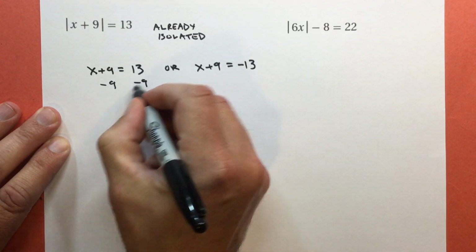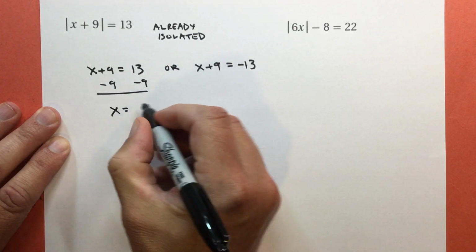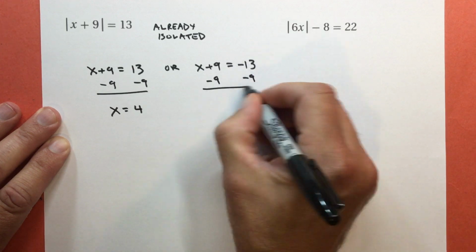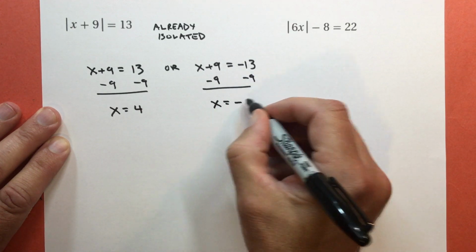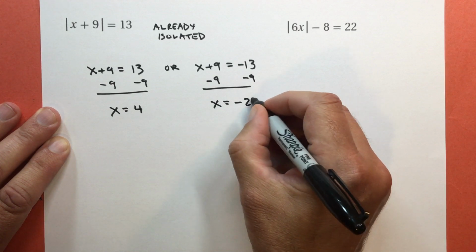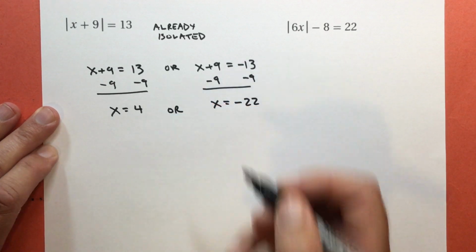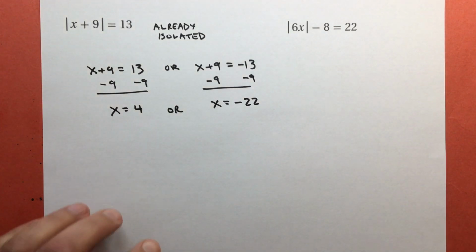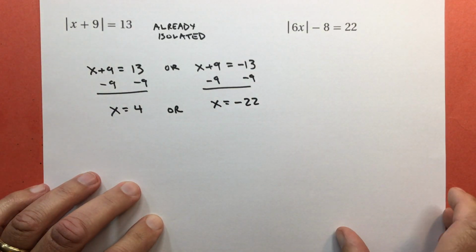Subtract 9 from both sides and I get x equals 4. Subtract 9 from both sides and I get x equals negative 22. And that's my solution. Hopefully I didn't invade my space over here too much.